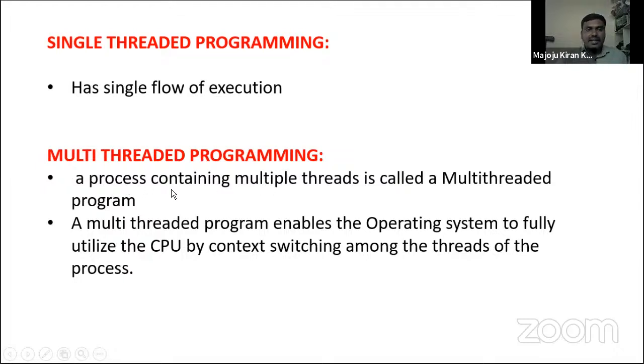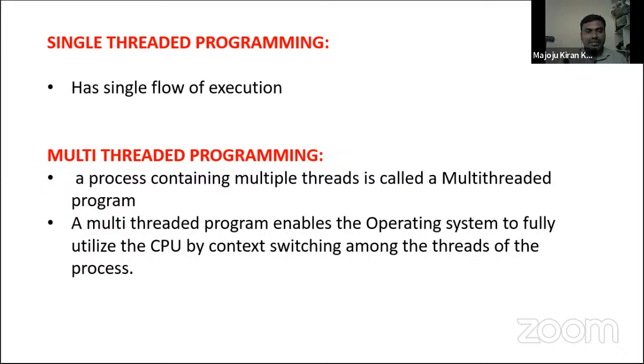Whereas in multi-threaded programming, a process may contain multiple threads. Most operating systems support multi-threaded programming, where the process may have multiple threads. These multiple threads can be concurrently executed by which process? Context switching. Here, since there is only a single processor, the CPU has to control the multiple flows of execution.